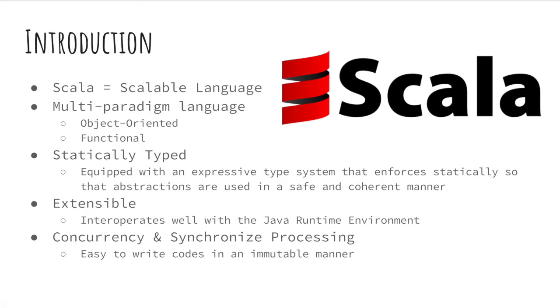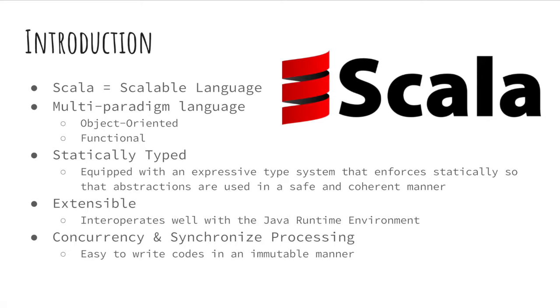Scala is equipped with an expressive type system that enforces statically that abstractions are used in a safe and coherent manner. In particular, the type system supports generic classes, inner classes, and abstract types as object members and also polymorphic methods. There is a local type inference mechanism so that the user is not required to annotate the program with redundant type information.